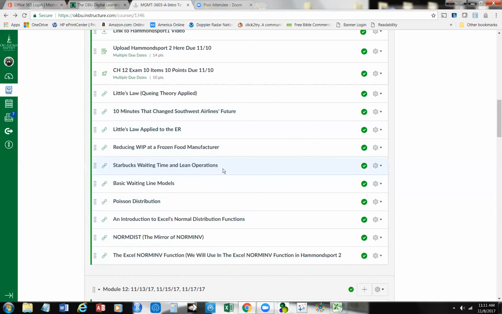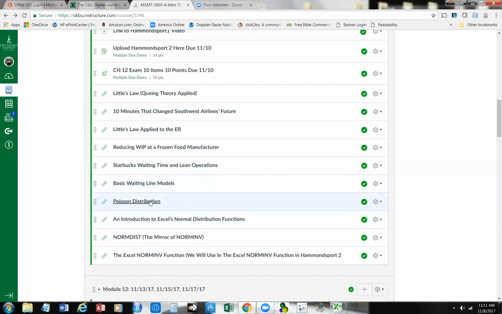Now I also have a resource there to look at in terms of Starbucks. Then, basic waiting line models. I'm a great believer that if you understand the waiting line models, or the S curve of adoption, that there are early adopters, then the early majority, then the late majority, then the laggards, you're going to understand a lot about marketing and what's entailed.